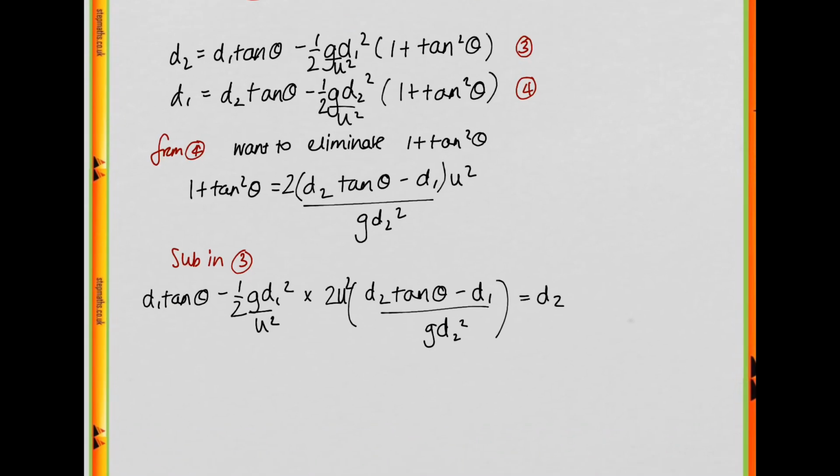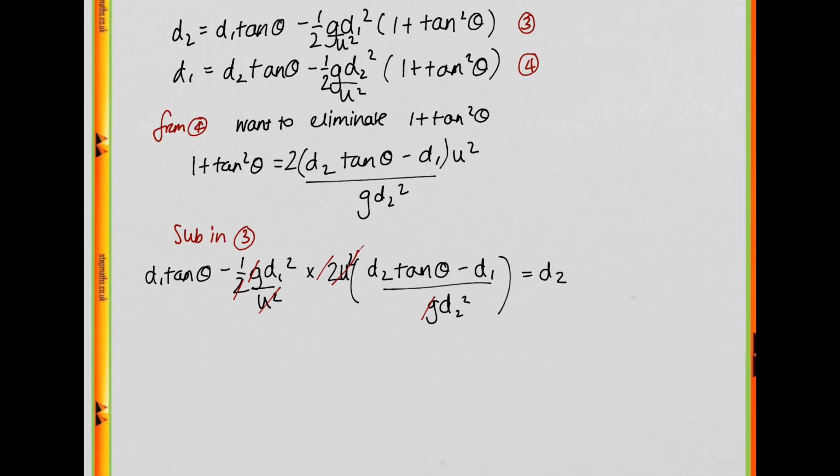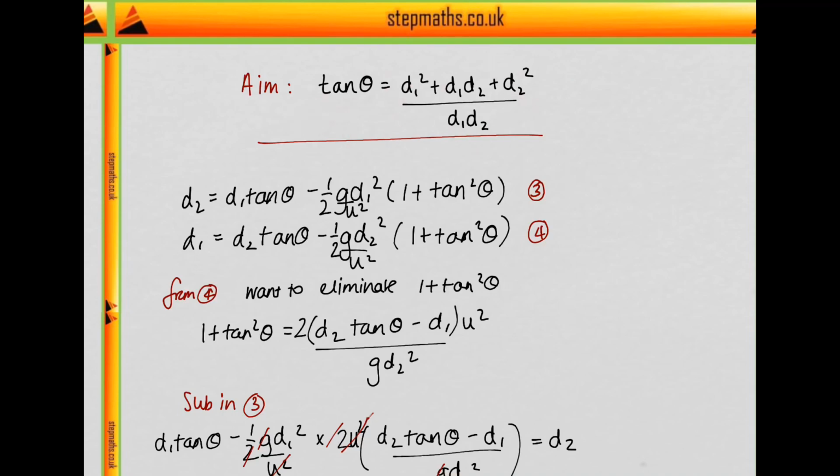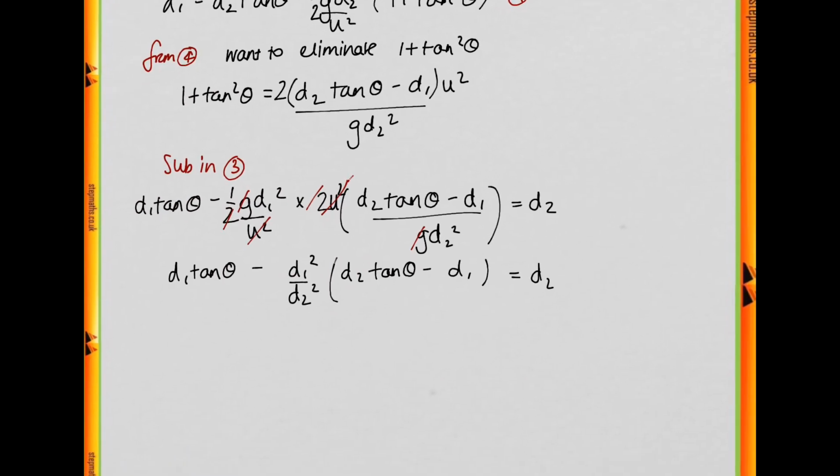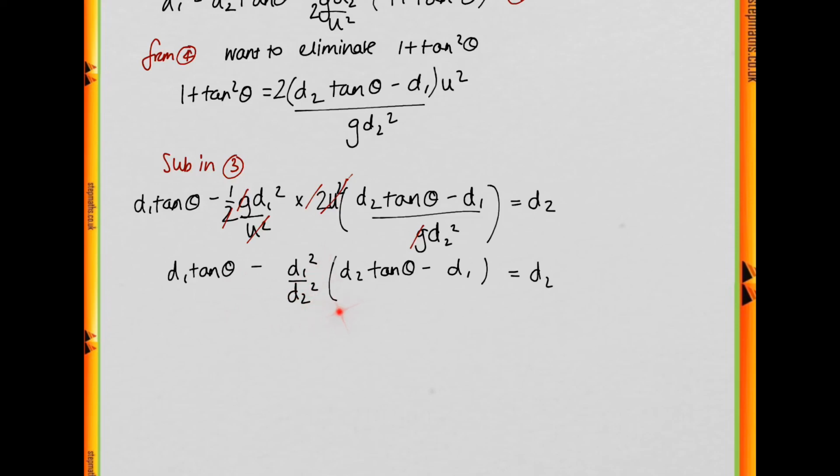Then simplifying this and cancelling terms that are the same, we cancel the g's, the u²'s, and the 2's, and that's starting to look more like the target. So we've got d1 tan θ − (d1²/d2²)(d2 tan θ − d1) = d2. Remember that we want to isolate tan θ because we want to find tan θ in terms of d1 and d2. So let's have a go at getting the tan θ out. We get tan θ × (d1 − d1²/d2) + d1³/d2² = d2.